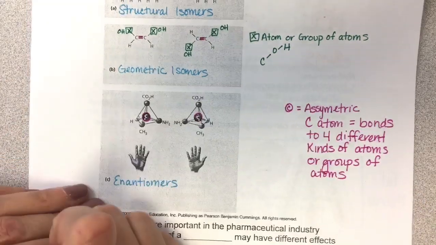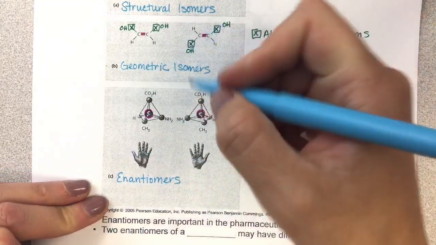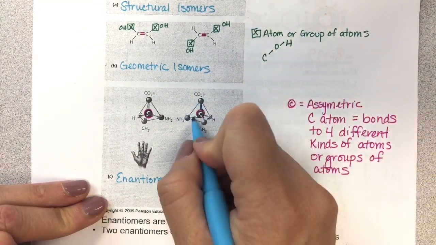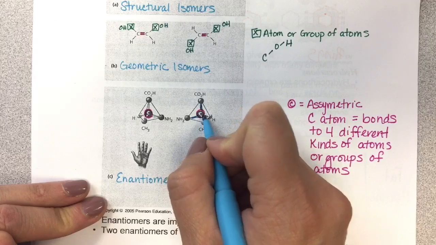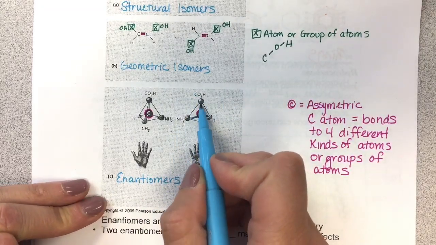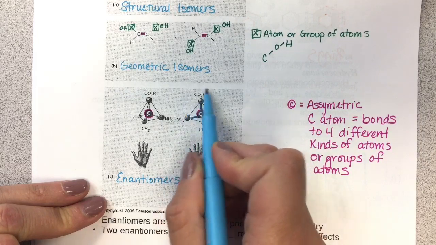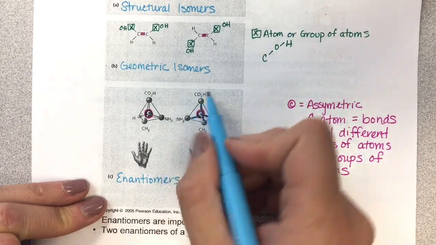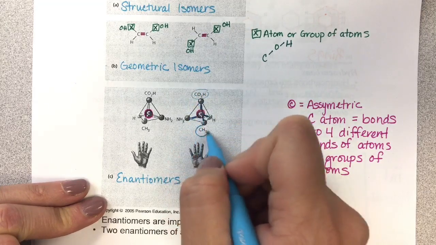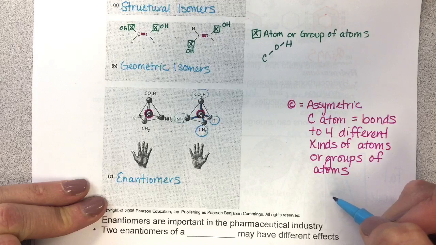All right, so what does that mean? Let's look at the 4 bonds that carbon is making. Remember, carbon always makes the 4 bonds, so these are your 4 bonds. And notice that we don't look at the actual atom it's bonded to, we look at the whole group that's bonded to that. And so we have 1, 2, 3, 4 different groups, and hence this is the asymmetric carbon atom.